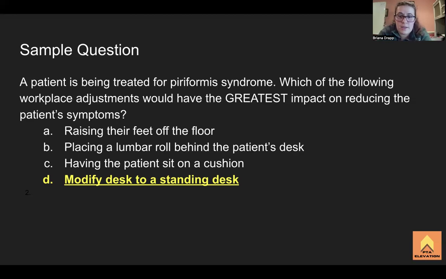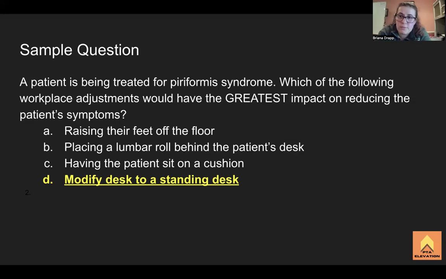Having the patient sit on a cushion. This is a great answer, having them sit on a cushion to decrease the weight and pressure that's going to go through their piriformis muscle. Absolutely, this is a great thing to do. Would you do this? Absolutely, if the patient had to sit. However, the question is asking for the greatest impact on reducing symptoms. And answer 4 says modify the desk to a standing desk. So this is going to be our answer that we want to choose, because this one is basically taking all of the pressure off the piriformis.